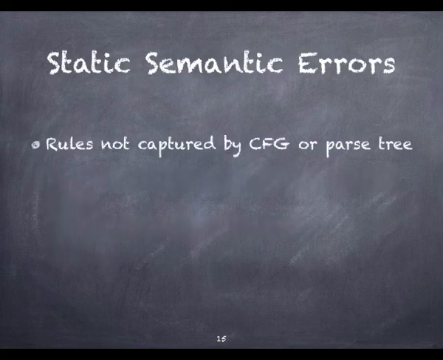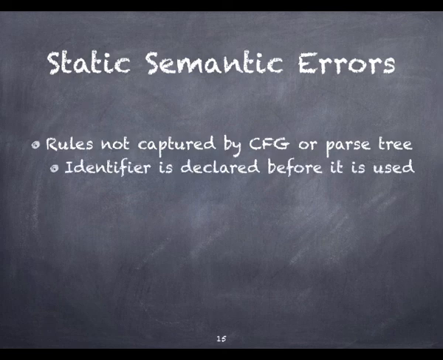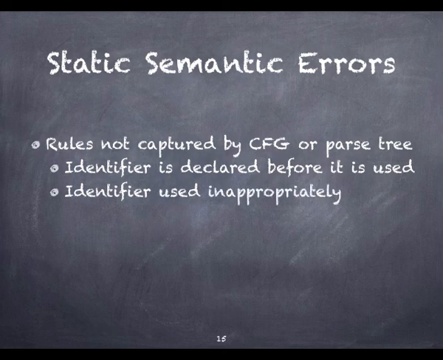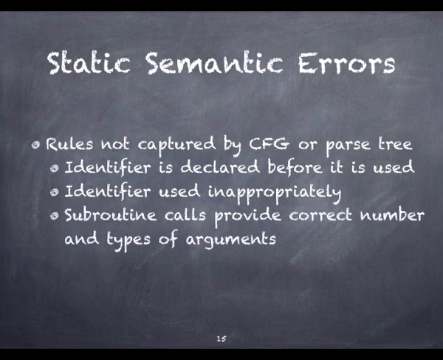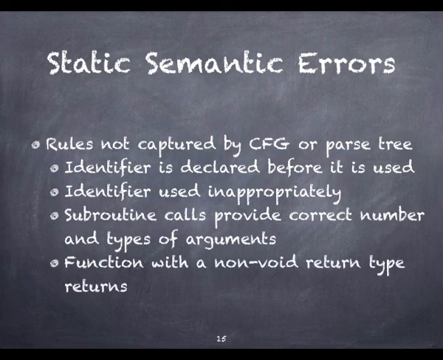Using the symbol table, the semantic analyzer enforces a large variety of rules that are not captured by the hierarchical structure of the context-free grammar in the parse tree. In C, for example, it checks to make sure that every identifier is declared before it is used, no identifier is used in an inappropriate context, such as calling an integer as a subroutine, that subroutine calls provide the correct number and types of arguments, and any function with a non-void return type returns a value explicitly.